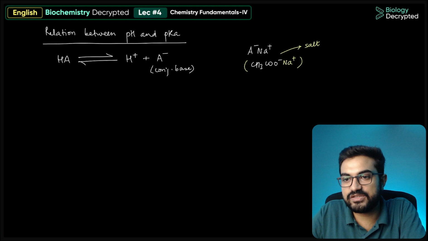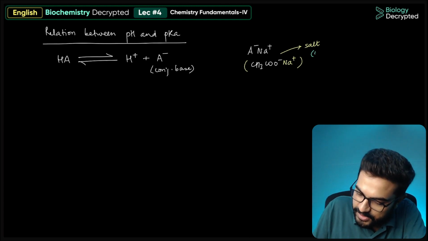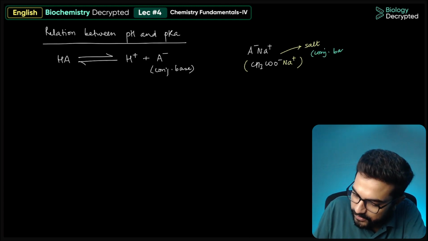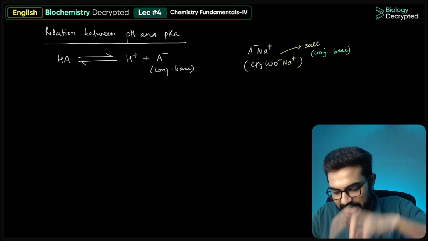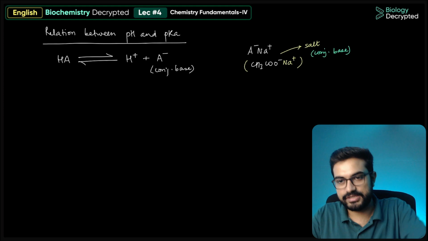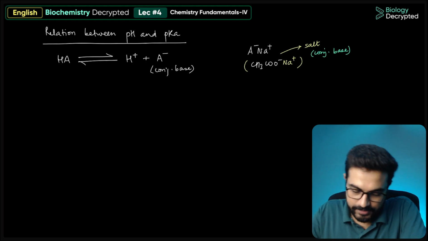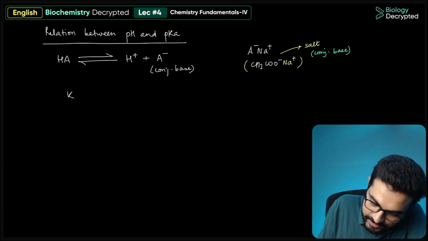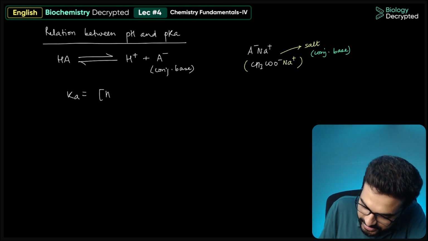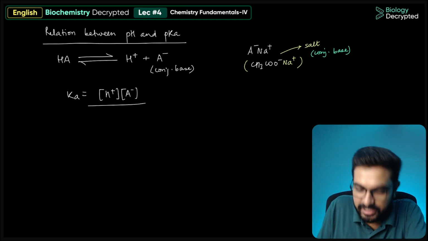Whenever we are talking about the salt, we are obviously talking about the conjugate base, because Na+ will get solvated. What will actually be there is your CH3COO-. That is your salt, that is your conjugate base. Now if we write the Ka here, Ka will be equal to H+ ion concentration into A- divided by HA.